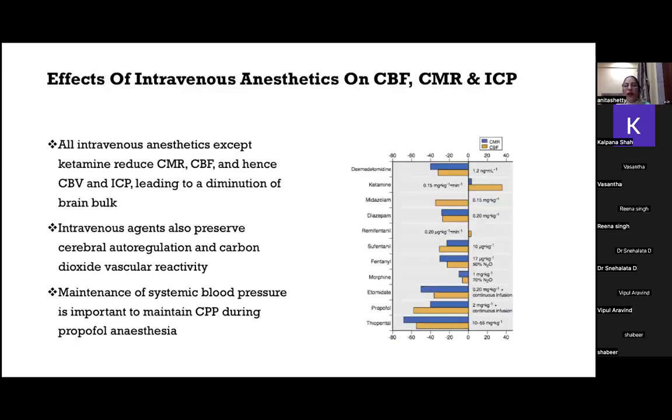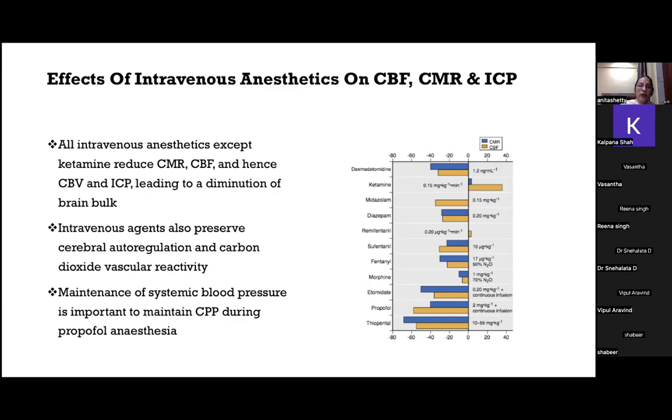Now, what is the effect of anesthetic agents on cerebral blood flow, CMRO2, and ICP? All intravenous anesthetics except ketamine reduce the CMRO2 and cerebral blood flow, and hence the cerebral blood volume and ICP, leading to a decrease in brain bulk. Intravenous agents also preserve the cerebral autoregulation and carbon dioxide vascular reactivity.